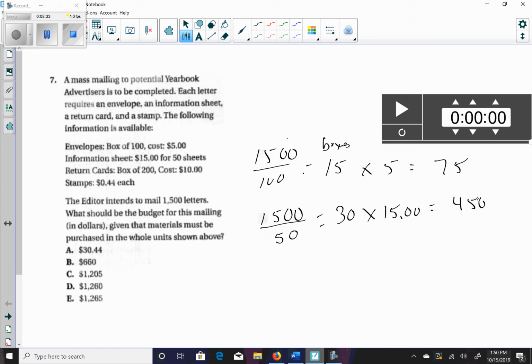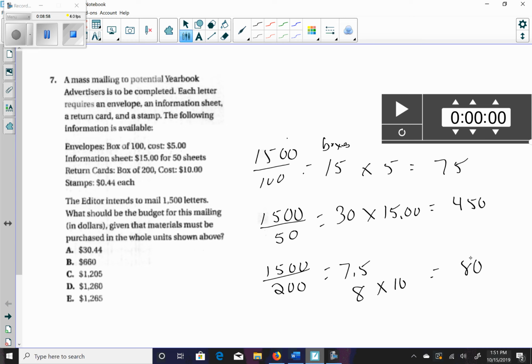The next thing is return cards. Take my 1,500, each box of return cards has 200. When I divide 1,500 by 200, I get 7.5. But the problem is I cannot get just half a box. 7 boxes won't work, so I need to get 8 boxes. So I'm going to take 8 times $10, and that'll give me $80.